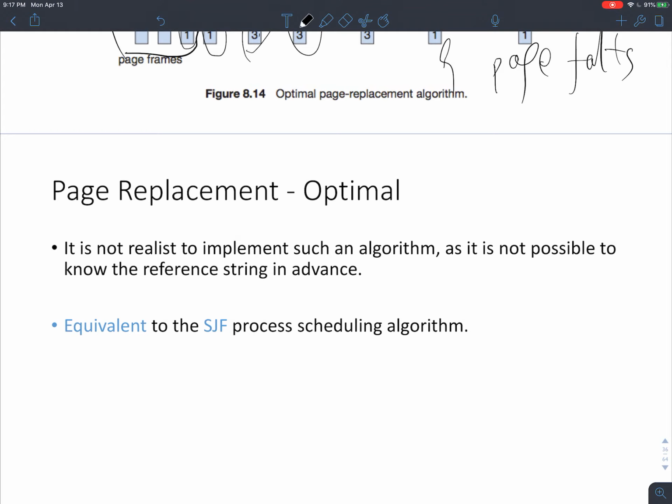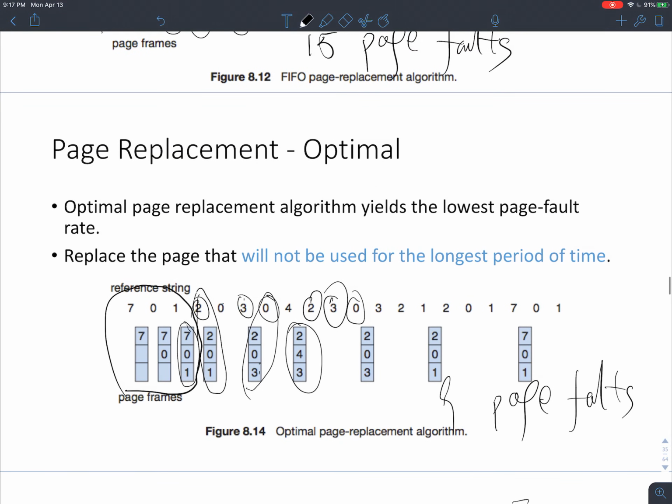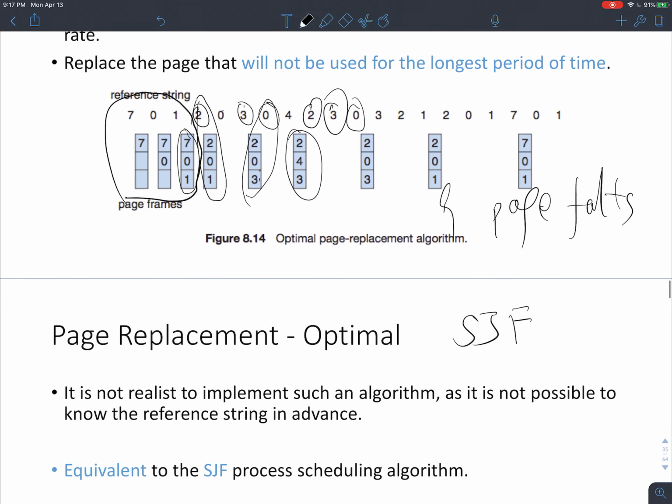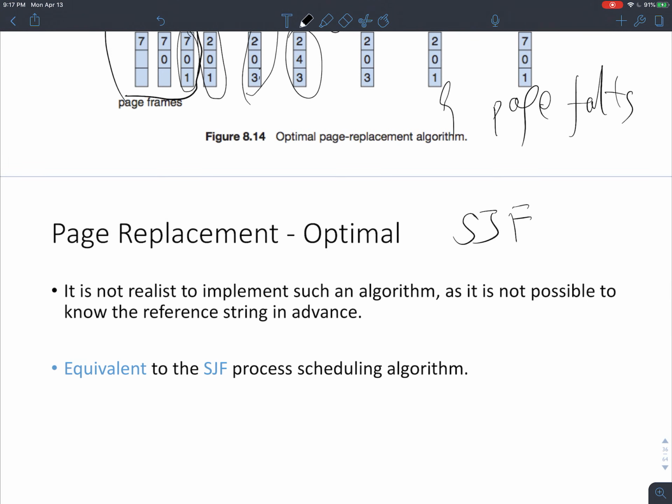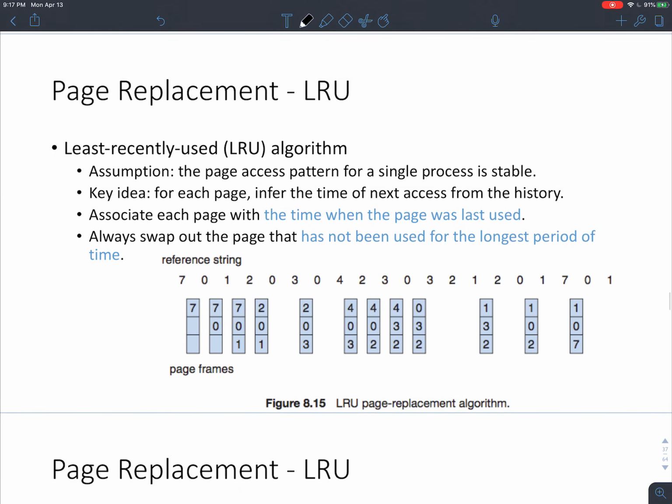If you remember the CPU scheduling algorithms, you will probably be able to relate it to one of the CPU scheduling algorithms that we learned, which is also an optimal one, called shortest job first. So shortest job first is kind of equivalent to this algorithm, the optimal page replacement algorithm. Yes, they are beautiful in theory, but they're not practical at all. And the last page replacement algorithm that I want everybody to be able to understand is called least recently used.